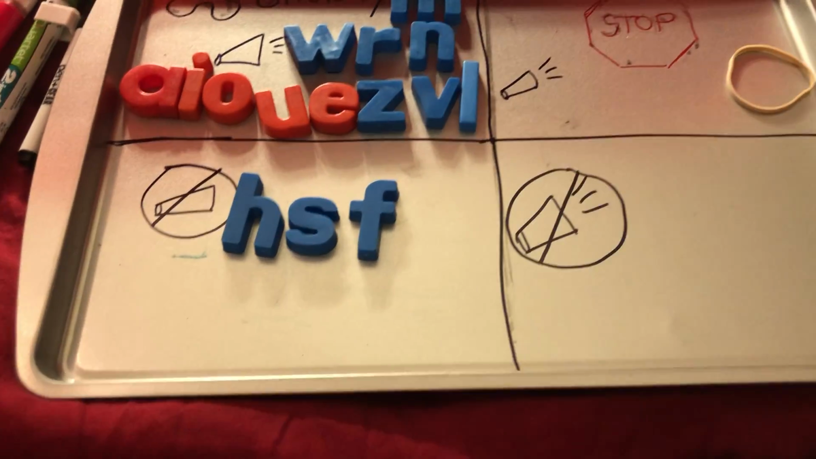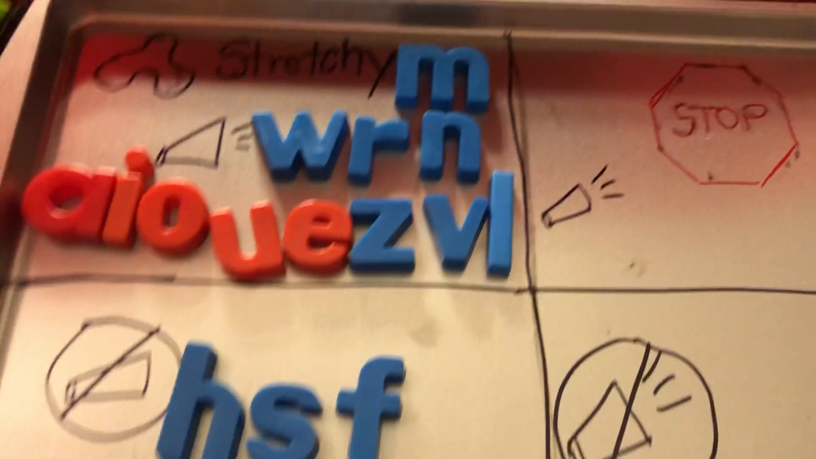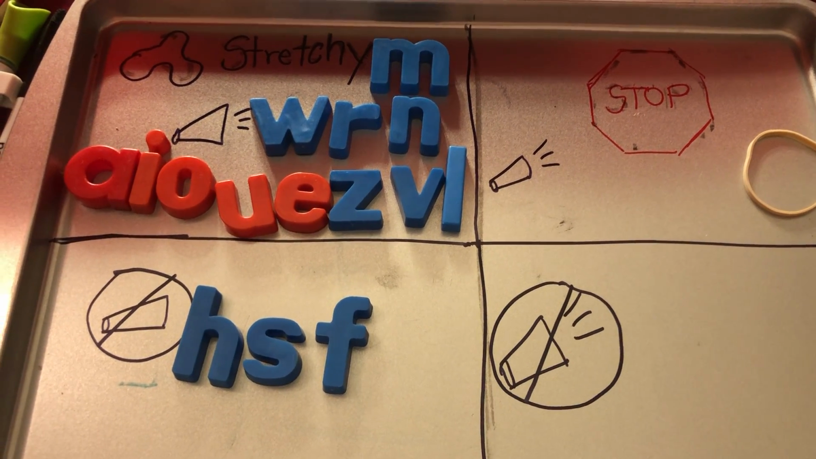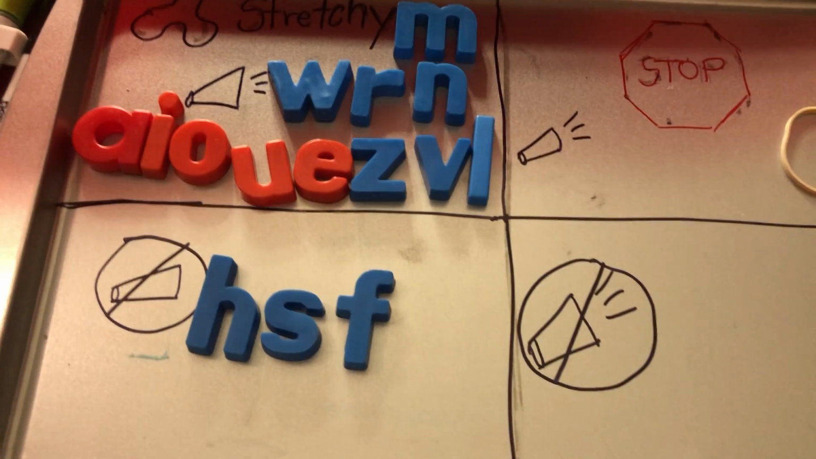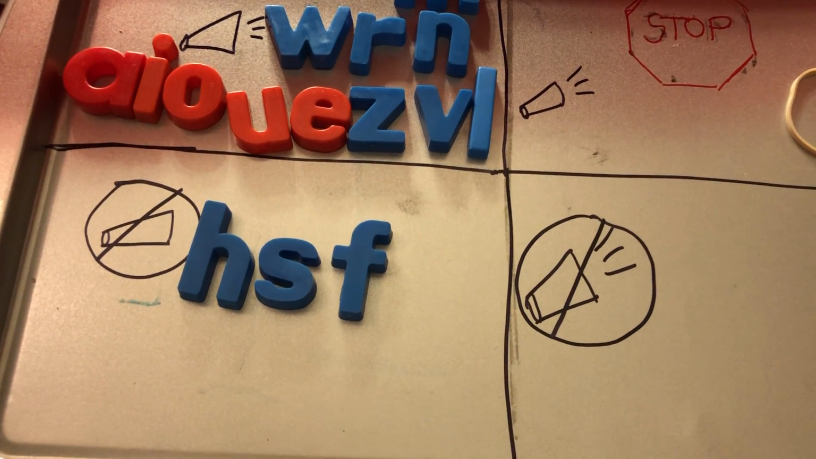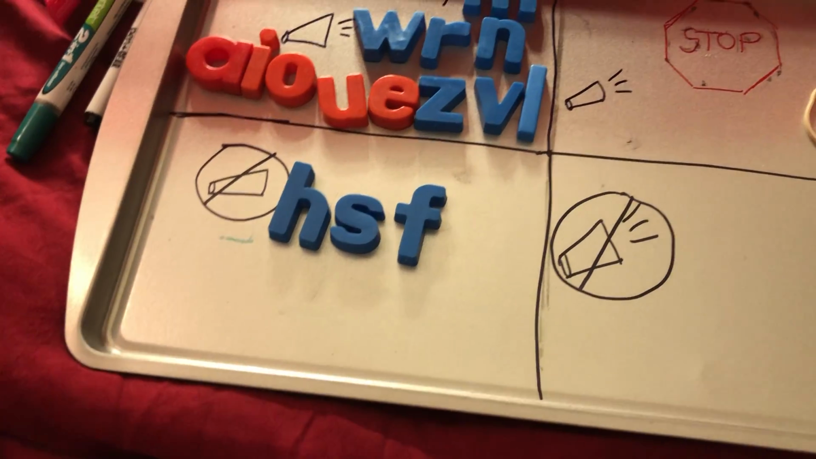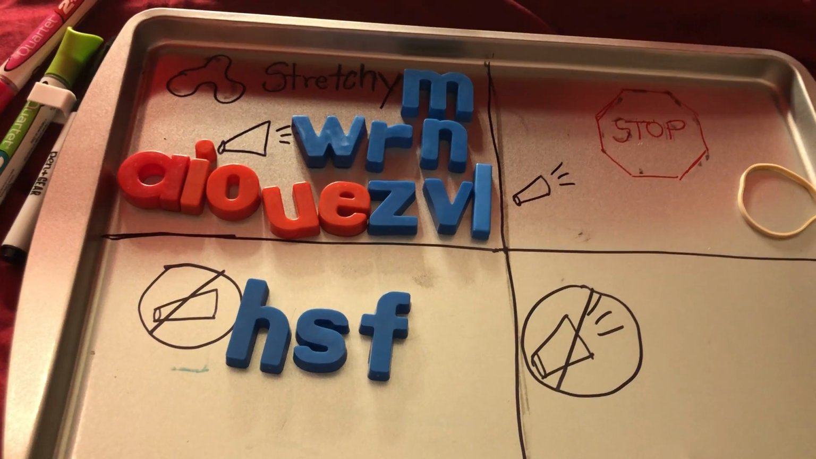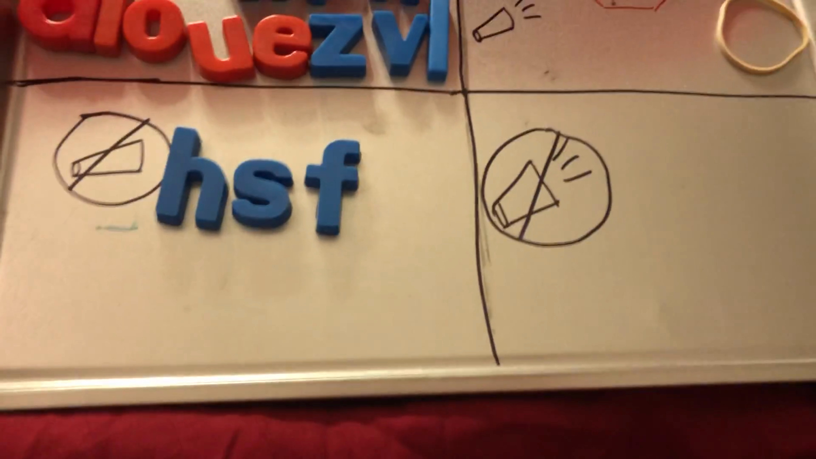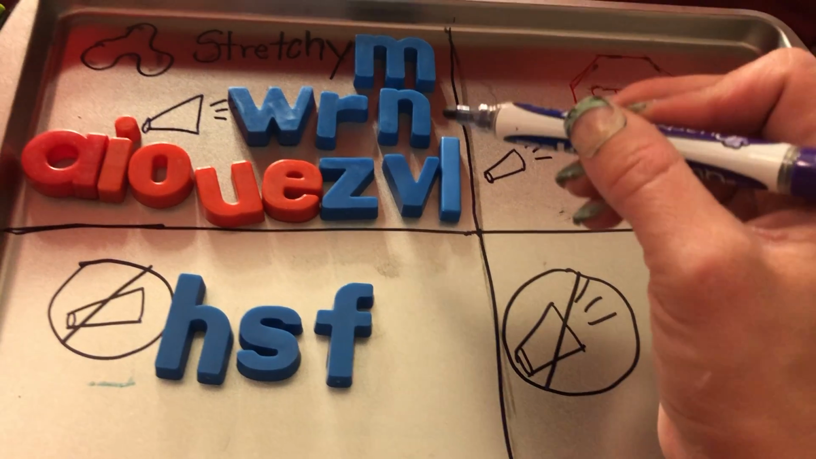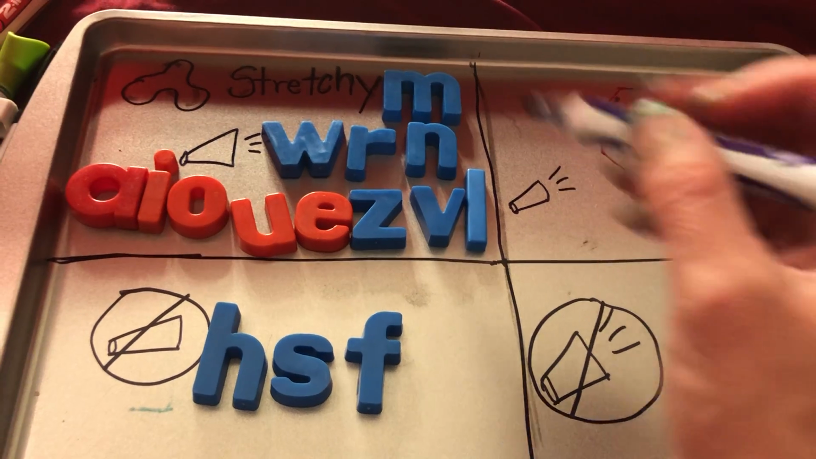Okay, so we are almost at the end of all of our stretchy sounds. We have a few more to go yet. This one's a little tricky. This one I do not have a magnet letter for, so I'm just going to write this on my board or on my tray. That is the stretchy sound Y.